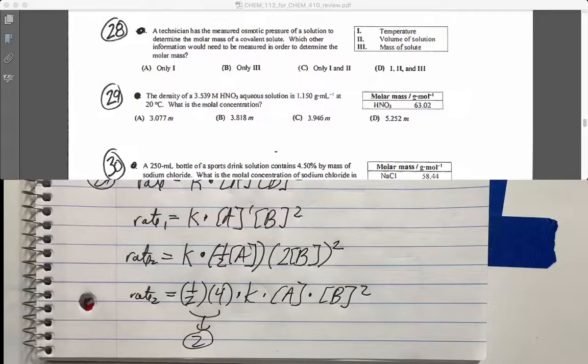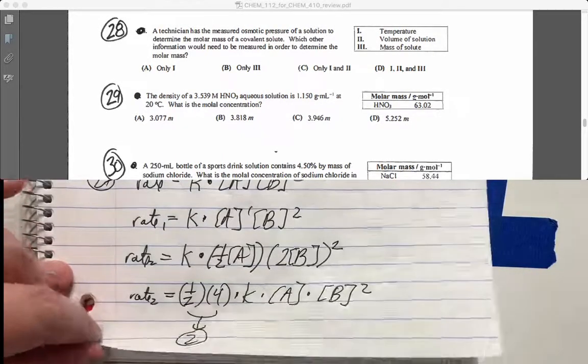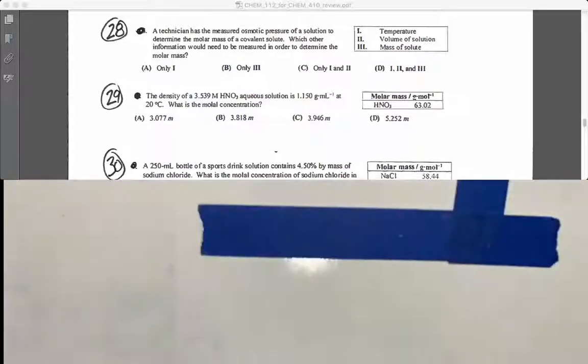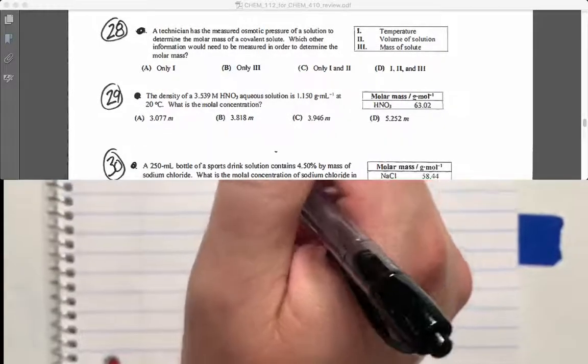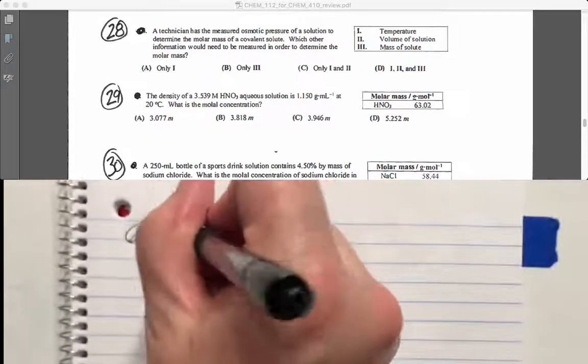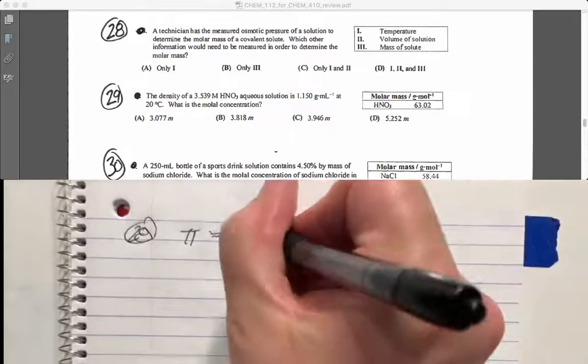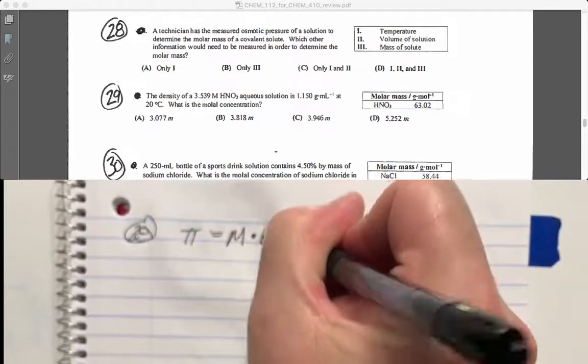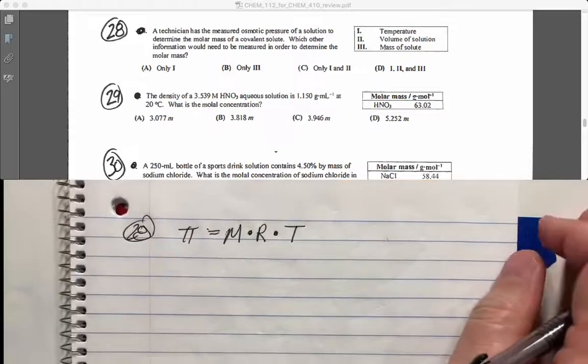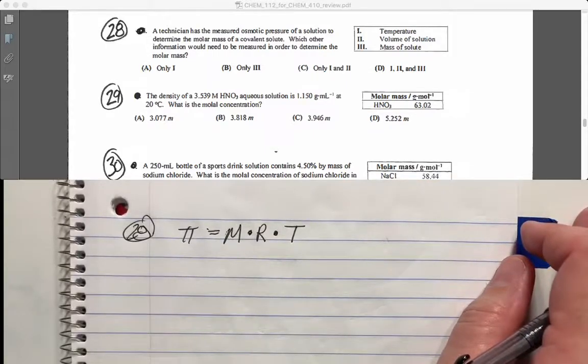This is number 28, one where you really only need to know the equation to be able to make sense of it. The osmotic pressure is equal to the molarity times the gas constant R times the absolute temperature. And it asks which information we would need to know in order to determine the molar mass.